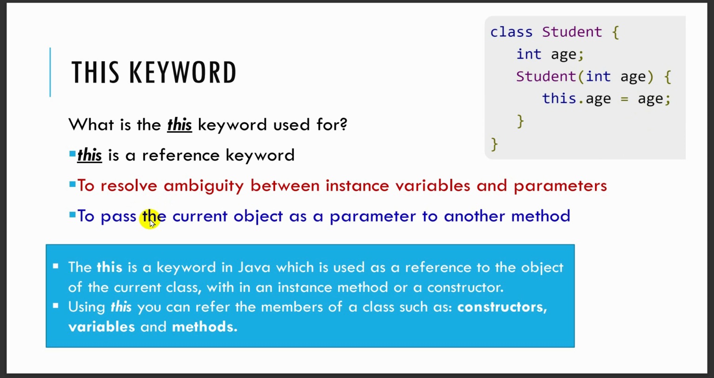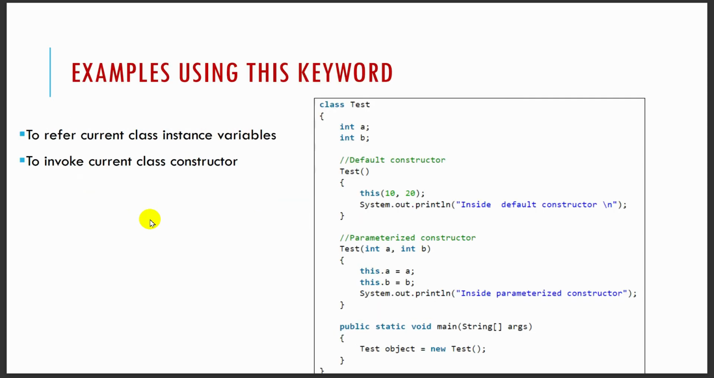We can also use the this keyword to pass the object as a parameter to another method. In Java, it is used as a reference to objects of the class. We can also work with the constructor. We'll see more in the following slides.